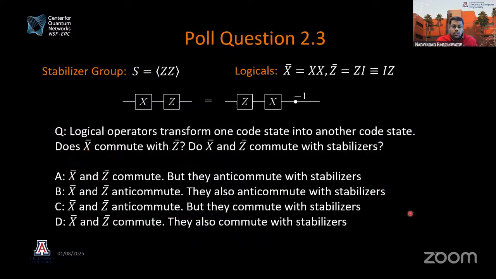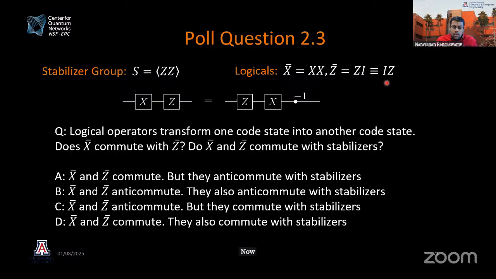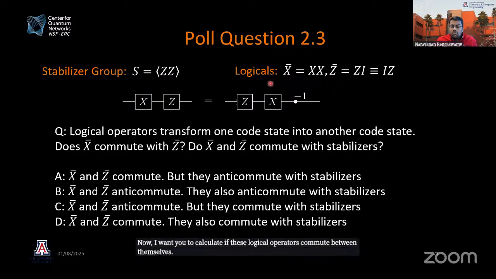Next poll question. We have our [[2,1]] quantum error correcting code, and we have these logical operators. Remember, these are 2-qubit operators. So this is X tensor X, this is Z tensor I, this is I tensor Z. Now I want you to calculate if these logical operators commute between themselves and if they commute with the stabilizers.